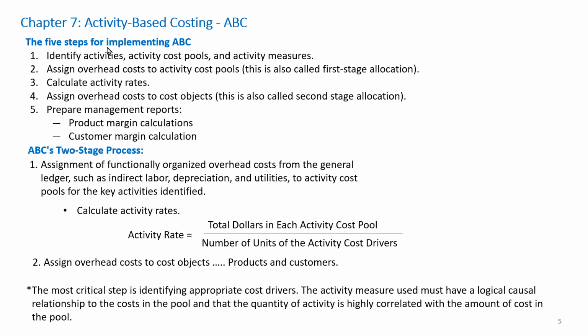While there are 5 steps to implementing activity-based costing, ABC is said to be a 2-stage process. Stage 1 assigns total estimated overhead costs to activity pools. Stage 2 assigns overhead costs to cost objects, using the activity rates determined for each cost pool. The cost object is typically a product or a customer.